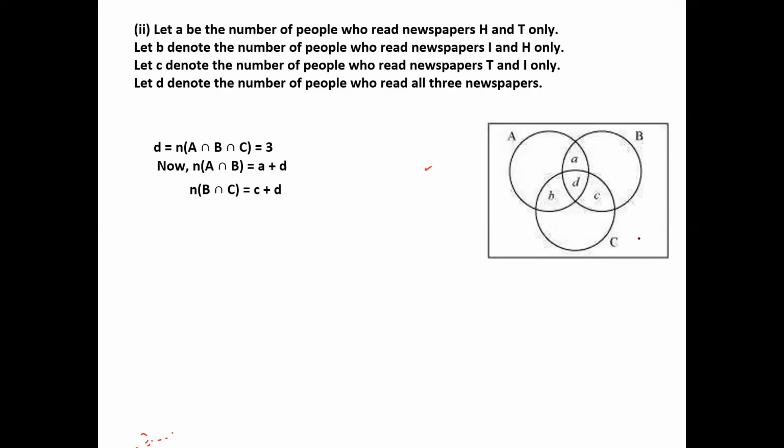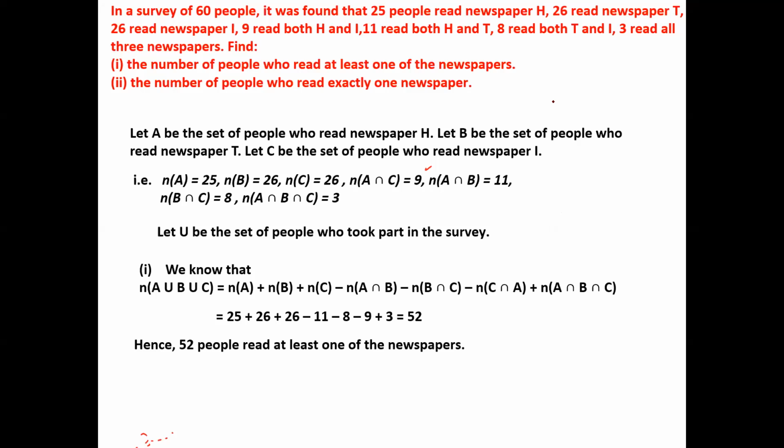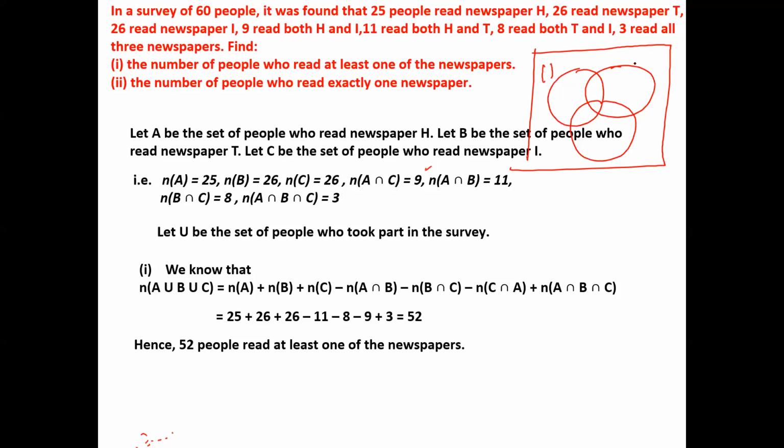I hope you understand. I will draw this Venn diagram with the numbers here so that you are clear. You have 3 sets, 3 newspapers: H, T and I. Totally it is 60. It is given that 25 people read newspaper H, so I am writing 25 outside. 26 read newspaper T, and 26 read newspaper I.